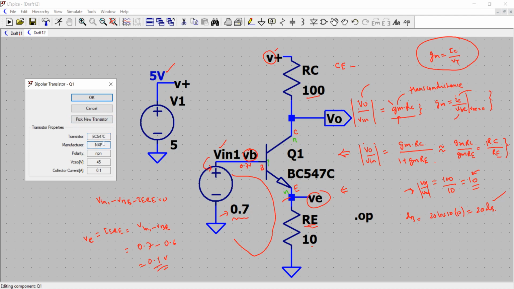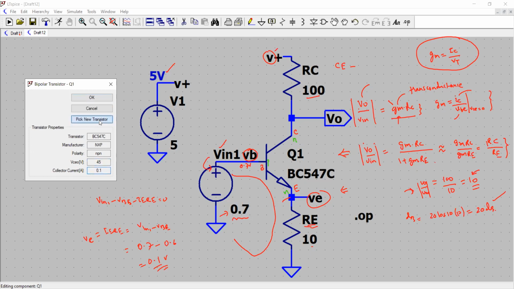And this is from the manufacturer NXP. It's NPN. The maximum voltage across the collector to emitter junction, or we'll say the open circuit voltage across collector to emitter it can withstand, is 45 volt, and the maximum current flowing through the collector terminal is 100 milliampere. So we have to be in limit.